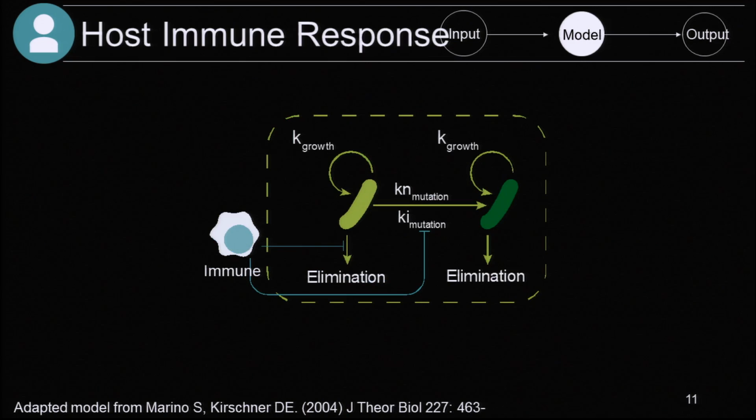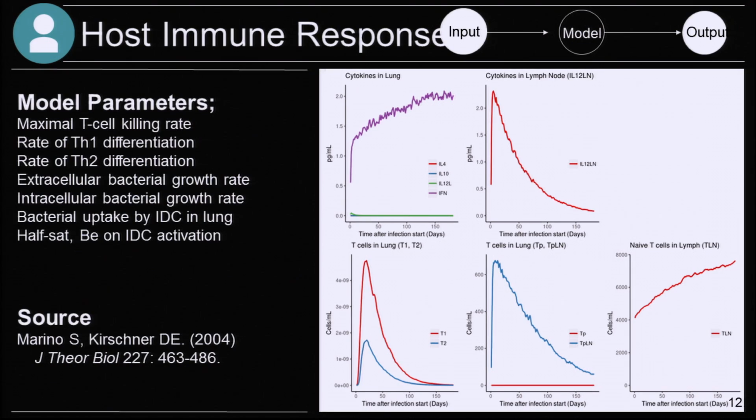So here, importantly, we also have a dynamic effect. Our immune system is killing bug. It's eliminating the bacteria, as well as the bacteria is evading the immune system. And we capture both of these in our model. This is specifically adapted from Marino and Kirschner, and that's where we got our model inputs. And then on the right-hand side, you see an output of the immune functions over time.